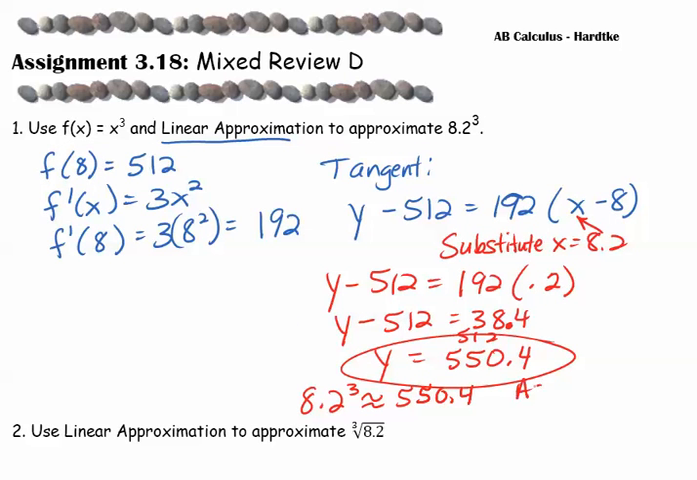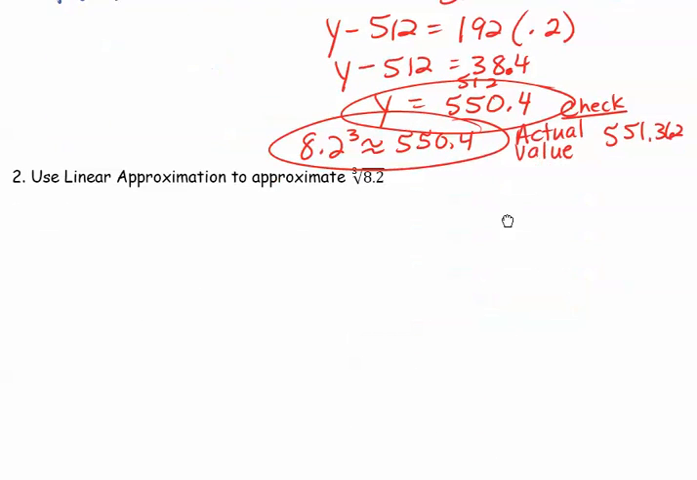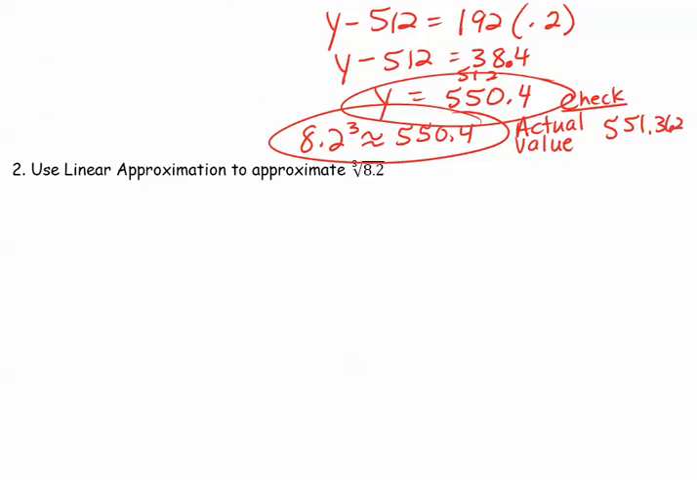And you might be curious, so that's our approximation for 8.2 to the third is approximately 550.4. So I grabbed my calculator here as I paused the video. The actual value, if I take 8.2 and cube it, is 551.362. So I just did this to check how close it was, so it's interesting that we're getting a very good approximation.